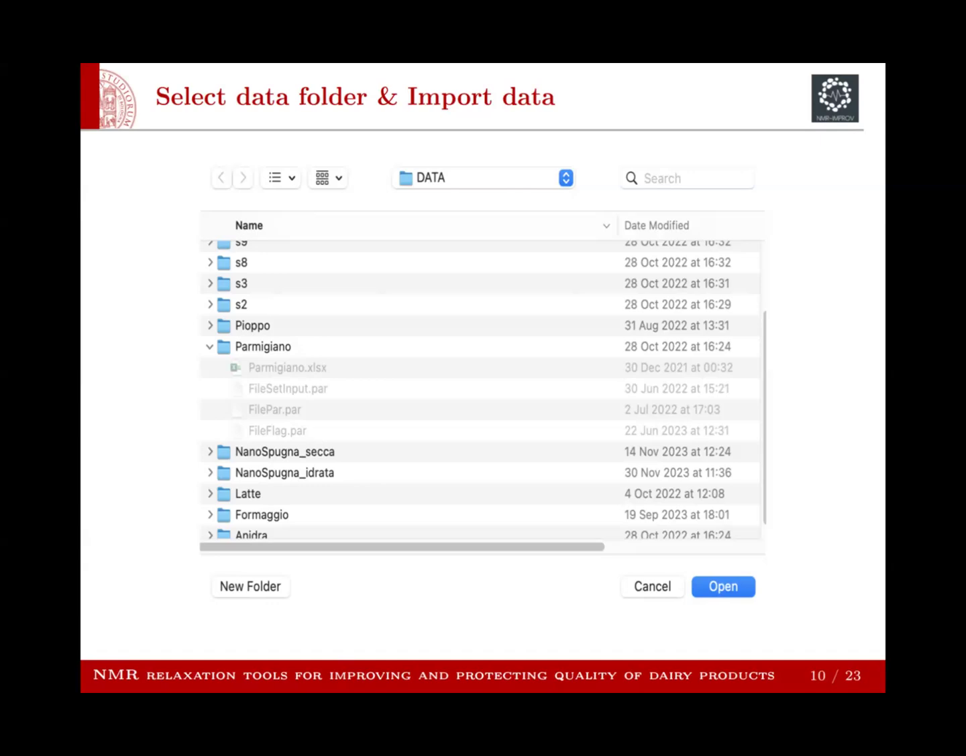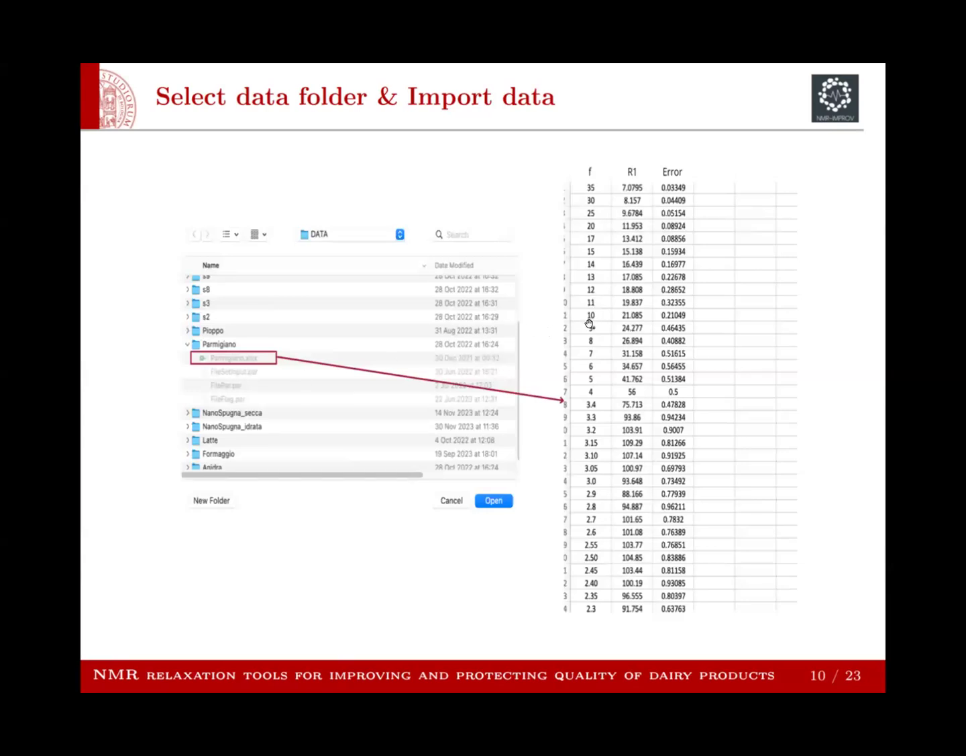And okay, you can use this software also on your own data, of course, but it's important to organize the data folder in a specific way, and the folder must contain 4 files. The first one is the Excel file where the actual data are present. They are organized in this way: the first column is the frequency, the second column is the corresponding acquired relaxation rate, and the third column is the error.